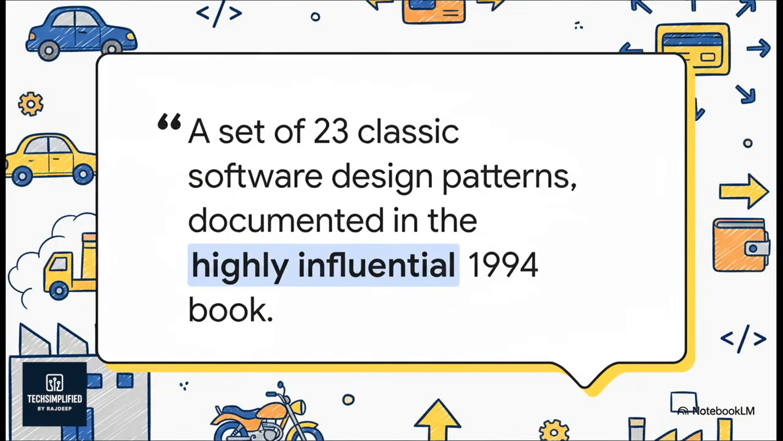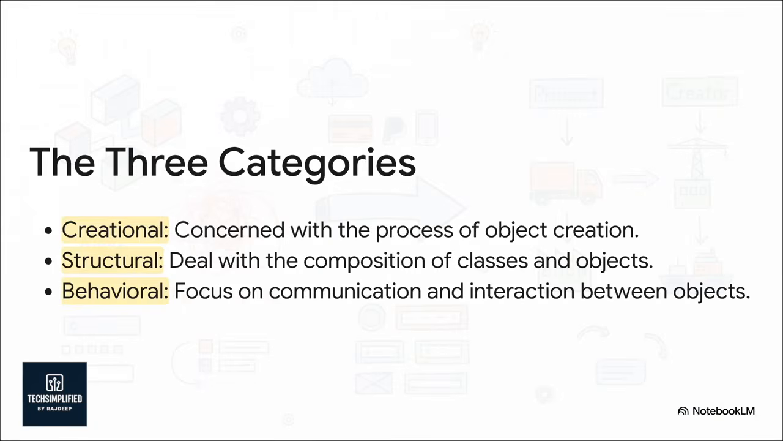Now, these aren't just some random good ideas someone had. They were all written down and cataloged way back in 1994 in this hugely influential book by 4 authors who became known as the Gang of 4. In this book, it really changed the game. It gave developers a shared language and a set of tested solutions for problems that pop up over and over again. So the Gang of 4 grouped these 23 patterns into 3 main buckets.